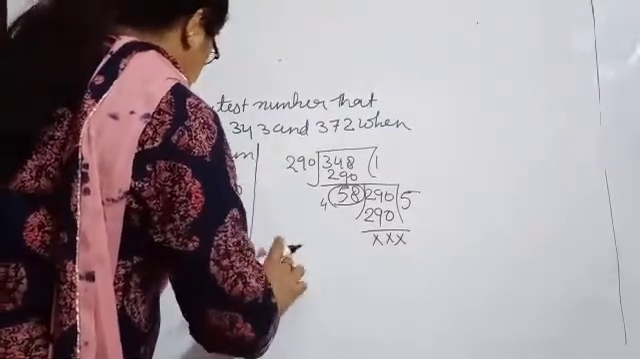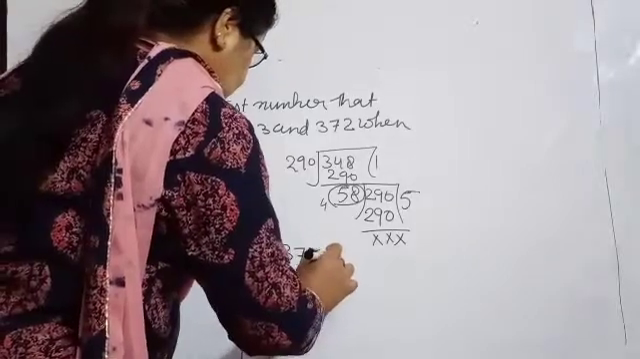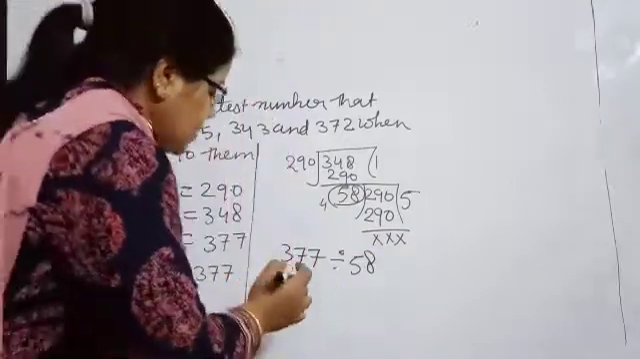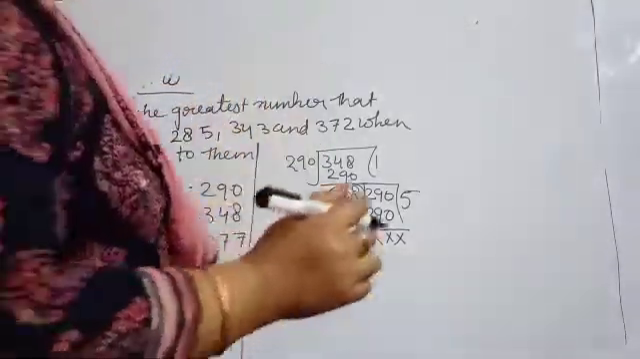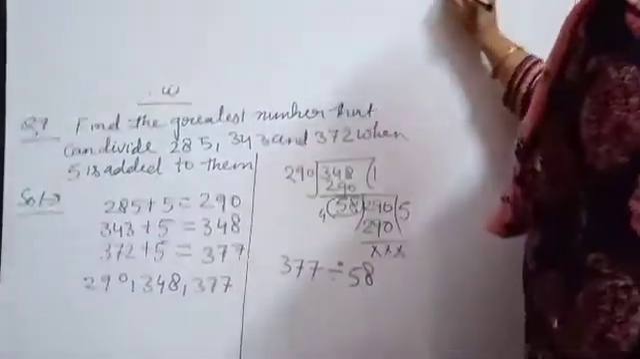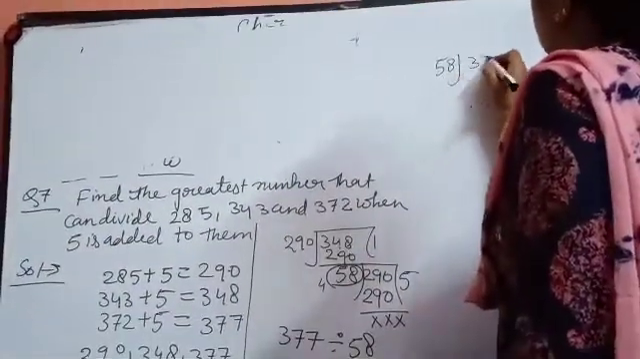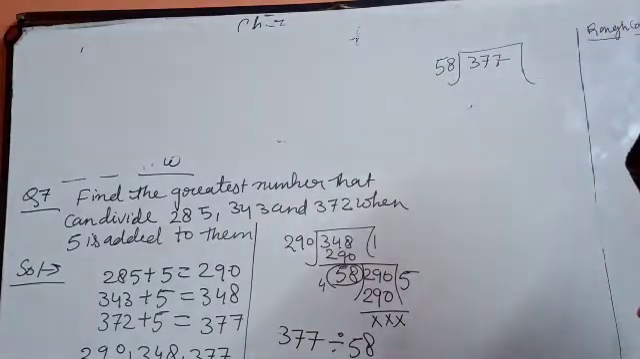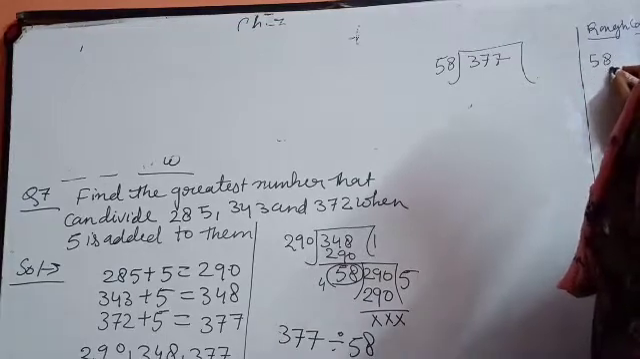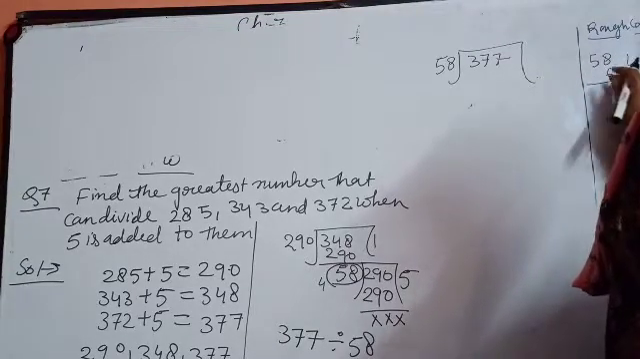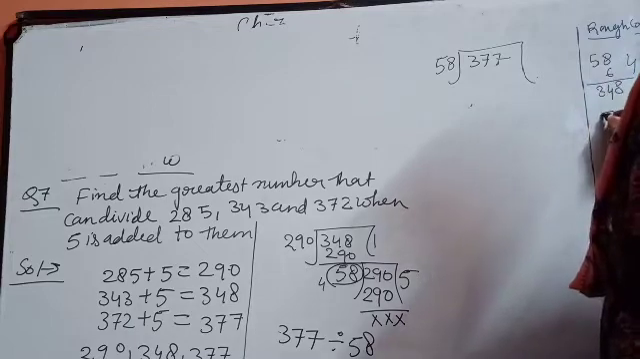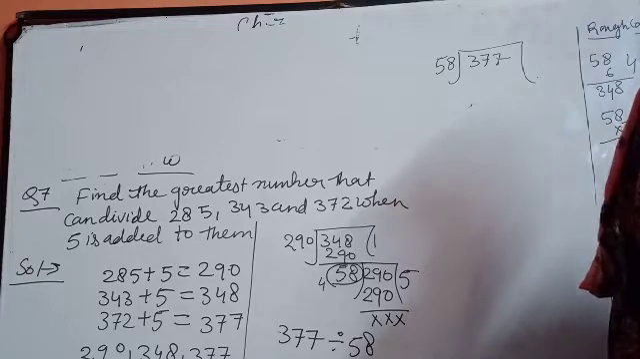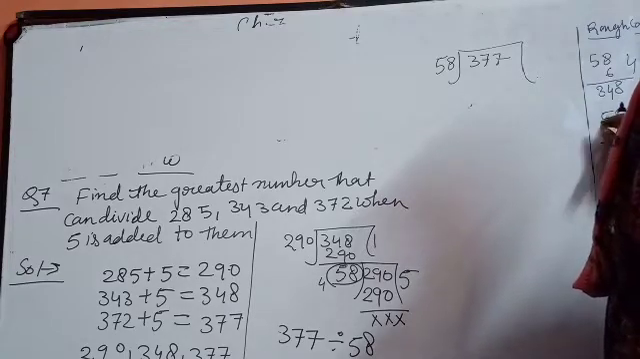What is the third number? 377. You will divide 377 by the last divisor, that is 58. Okay, now see that on the right hand side. Now I am doing 58 divided into 377 as we were doing previously. 58 into 6. If I take 58 into 7, 8 sevens are 56, 6, 5 carry, 5 sevens are 35.